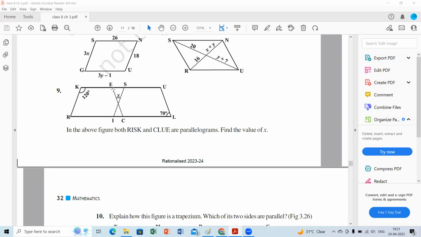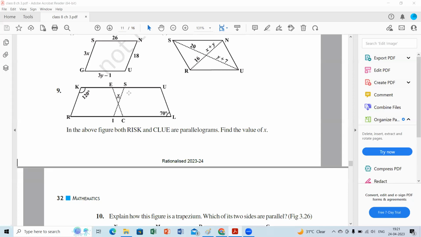So we know angle E is 70. We don't know angle S. To find angle S, we know adjacent angles are supplementary, so angle K plus angle S is equal to 180. So 120 plus what angle makes 180, children? That's 60 degrees.